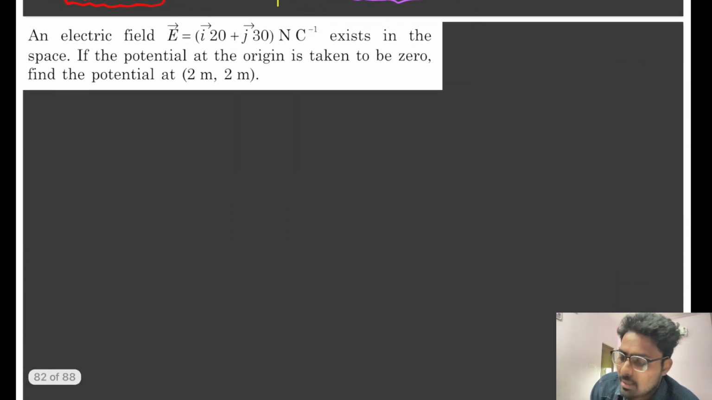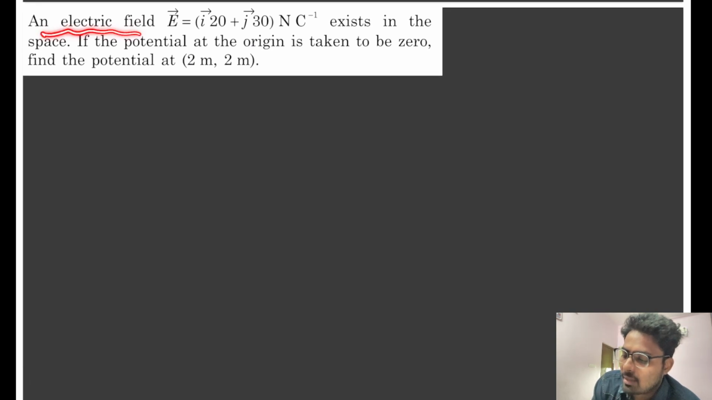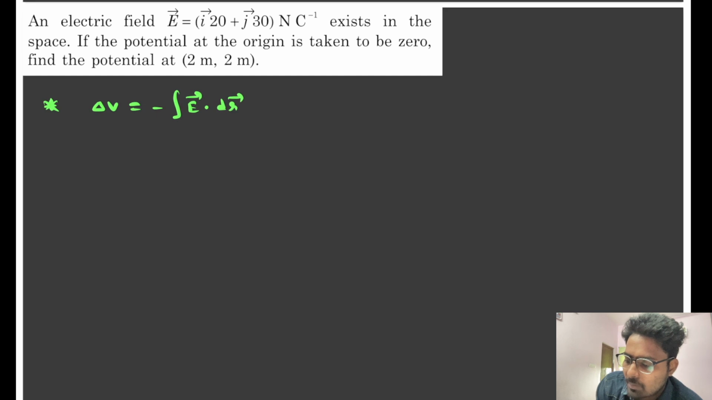Okay, fine. In the next case, an electric field E bar is given, which exists in the space. The potential at the origin is given, and then they are asking what's the potential at this point. So in these types of questions, the electric field is given in vector form. When the electric field is given in vector form, remember you need to approach using this method. Whenever the electric field is given in vector form, delta V is given as minus integral E bar dot dr bar. I'll just tell how we got this.